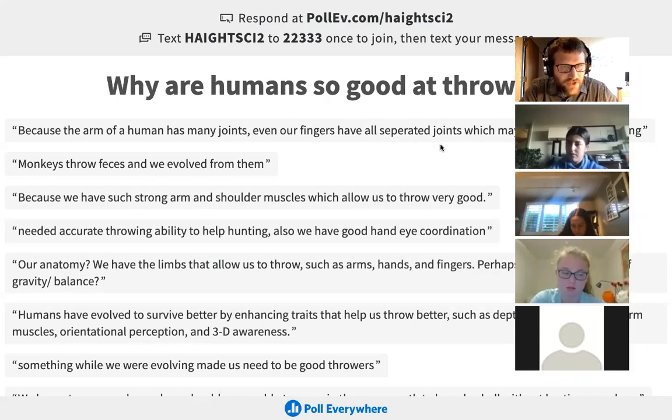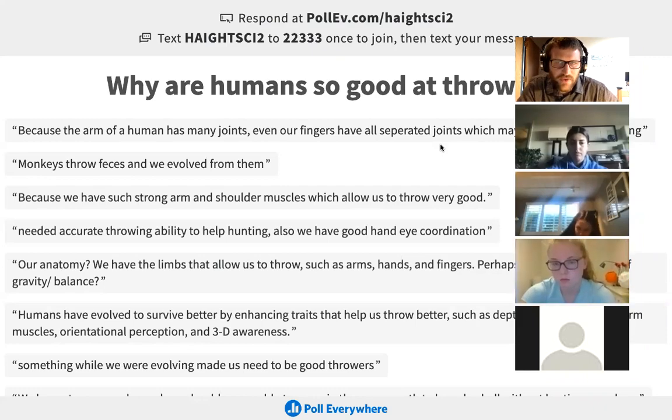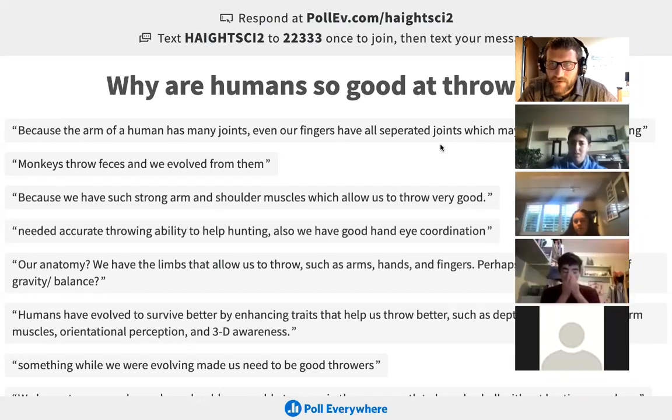So a lot of you are referring to strength, right? That we are strong, and so we're able to throw things really well. And you also mentioned our ancestors. Does anyone know strength-wise, like between a human and a chimpanzee or a human and a gorilla, which animals are stronger? The monkeys. Yes, right. Or technically, yeah, they're jacked, the apes. Yep, chimpanzees and gorillas are much stronger than we are.